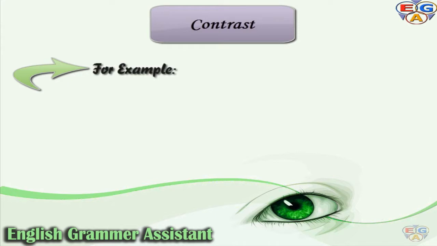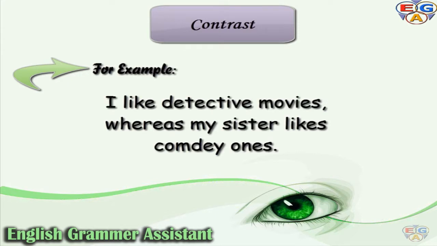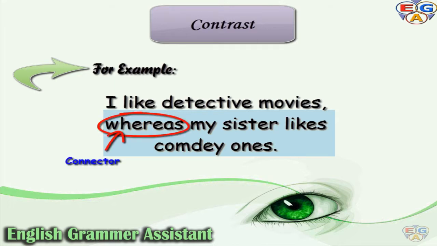Contrast. For example, I like detective movies, whereas my sister likes comedy ones. Whereas my sister likes comedy ones, here is the adverb clause. It acts as a contrast to the main clause. The connector of this adverb clause is whereas.